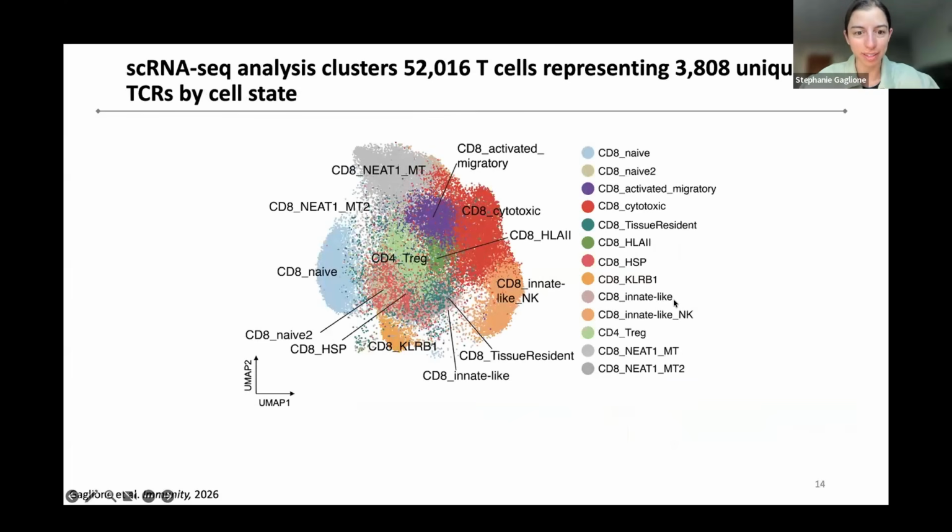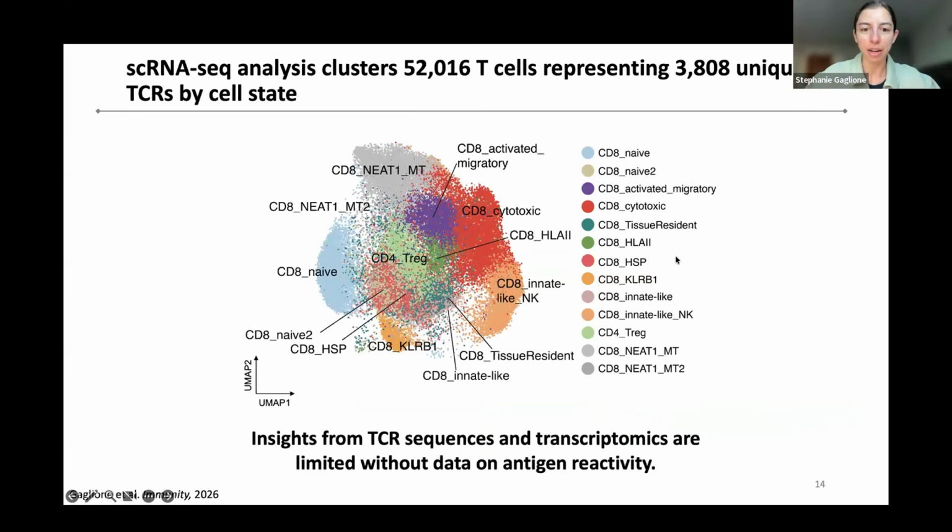If you were to take this type of data set in a conventional single cell study, you would construct a map, you would look at the cell states: are they naive, tissue resident, Treg? But insights from the TCR sequences are relatively limited without the data on what antigen reactivity is. And that information provides color as to which T cells are potentially pathogenic and also which T cells are bystander.